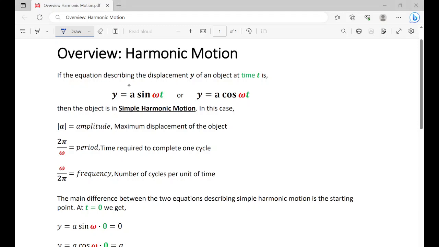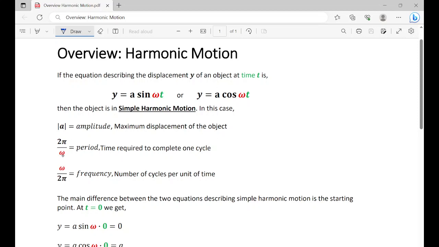If the equation describing the displacement y of an object at time t is either y equals a sine omega t or y equals a cosine omega t, then the object is in simple harmonic motion. In this case, the absolute value of a, the coefficient, is called the amplitude. It is the maximum displacement of the object, how high and how low the object is oscillating between.